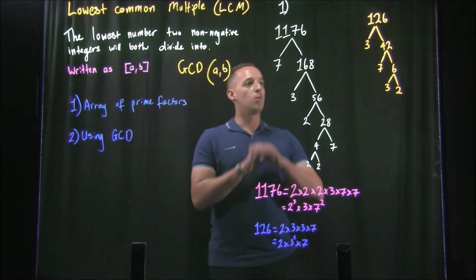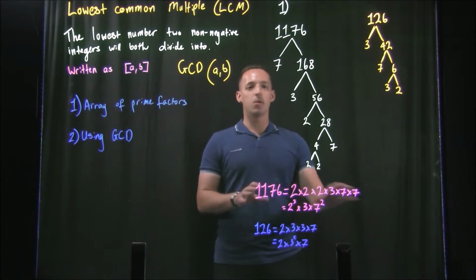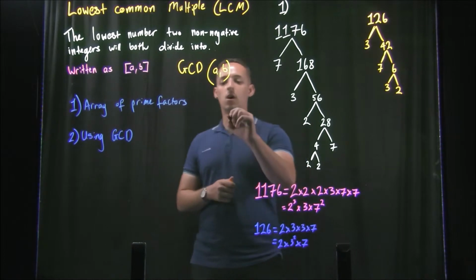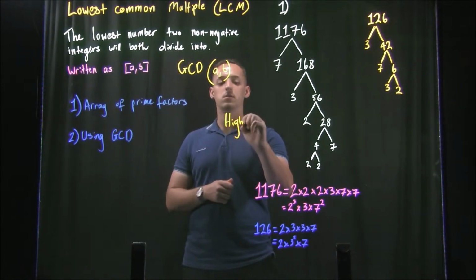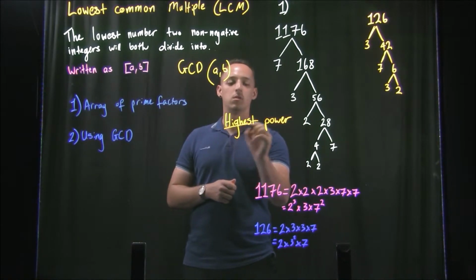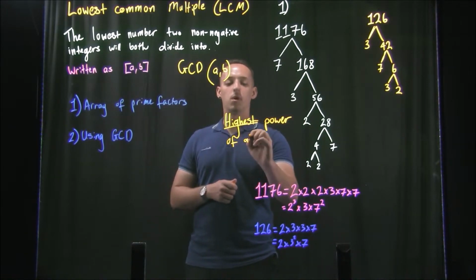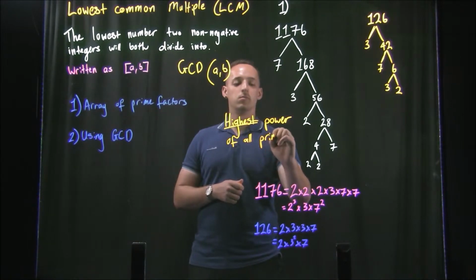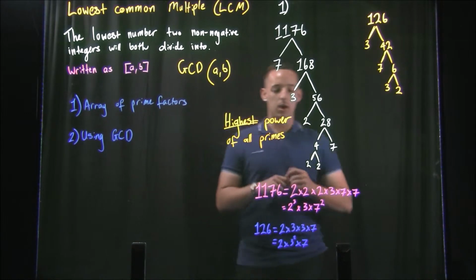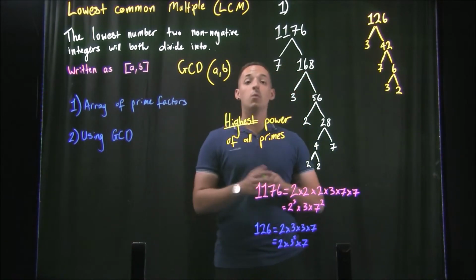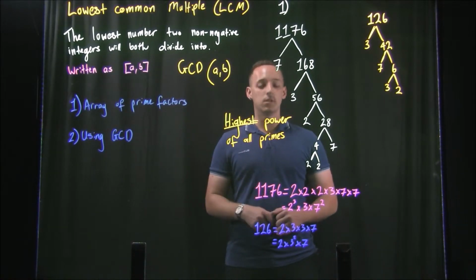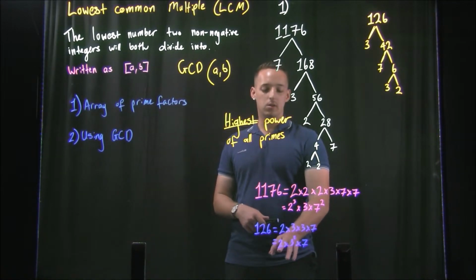Okay, so once I've done my factor trees and I've expressed both numbers as a product of their primes, what I then look for is the highest power of all prime factors. And so I come down and I look, okay, so I've got 2, 3, and 7, and whether they're common or not does not matter for LCM. If this had a 13, I would still use it. So I've got 2, 3, and 7 here, 2, 3, and 7.